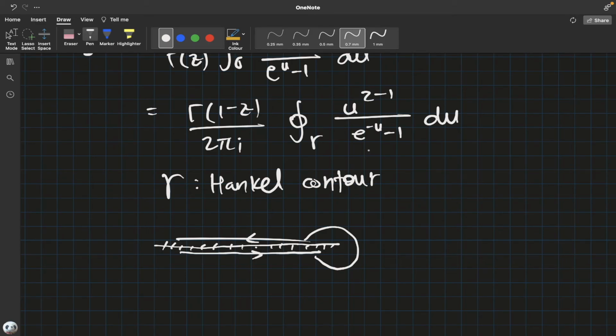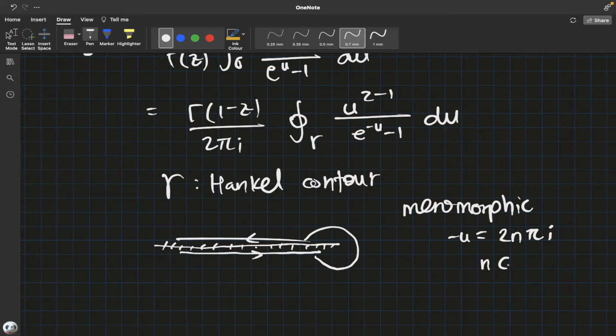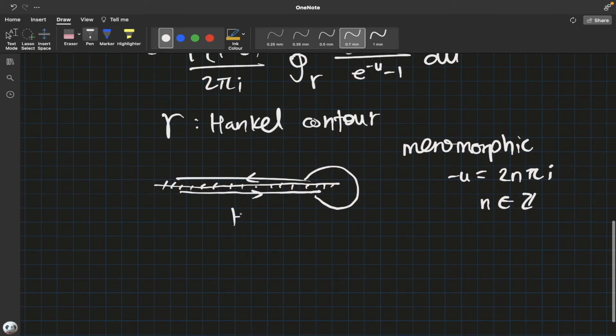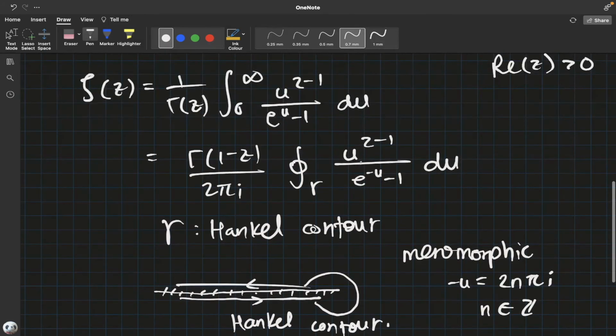And there are infinite residues, infinite simple poles. That's why the function is meromorphic as well, because you can see, judging by the integrand here, the denominator has a pole when it's equal to 1. So we have minus u equals 2n pi i, where n is some integer. So it's infinite poles. This is the Hankel contour. So this is one representation of the function.